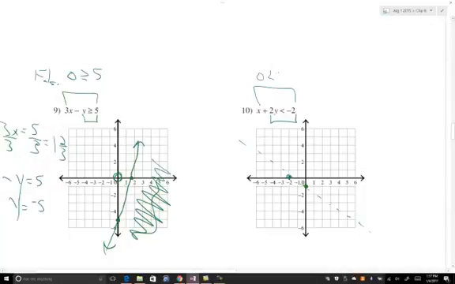Is 0 less than negative 2? So I'm testing 0, 0. Is 0 less than negative 2? No. It is greater than. So we're going to go to the opposite side.